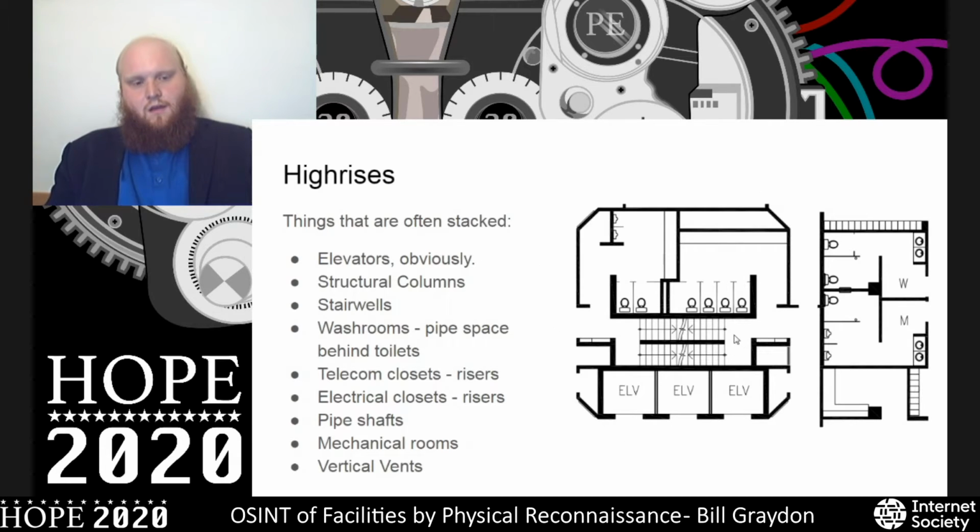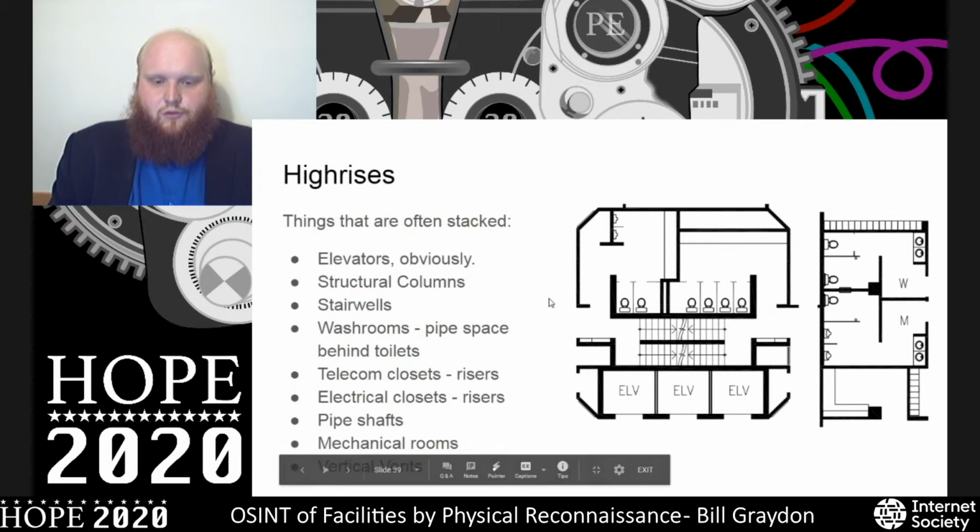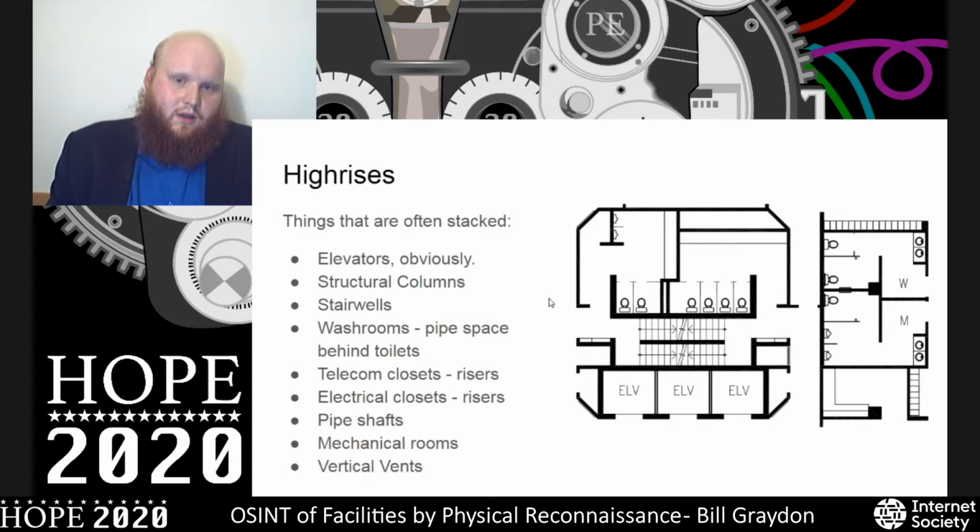Let's talk a little bit about high-rises. There's a lot of things that are often stacked in high-rises. So elevators obviously do, structural columns and stairwells. Washrooms, as I mentioned, they have that pipe space behind the toilets. In this case, the pipe space is right here. Telecom closets, electrical closets, all of these different risers tend to be vertically stacked, as well as mechanical rooms and vents to allow for easy flow up and down the building.